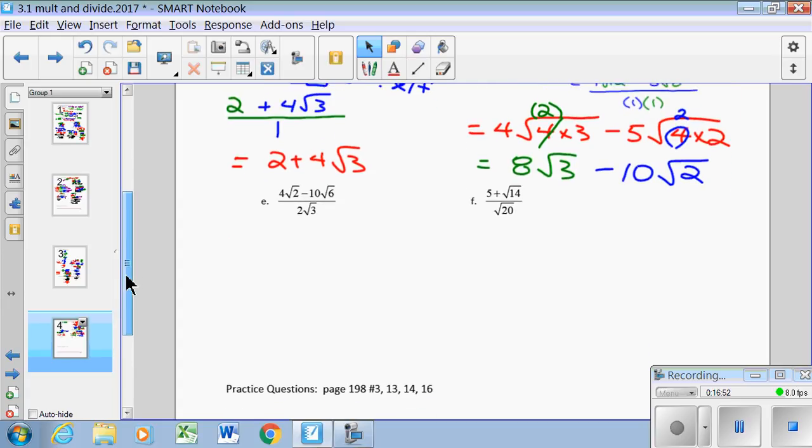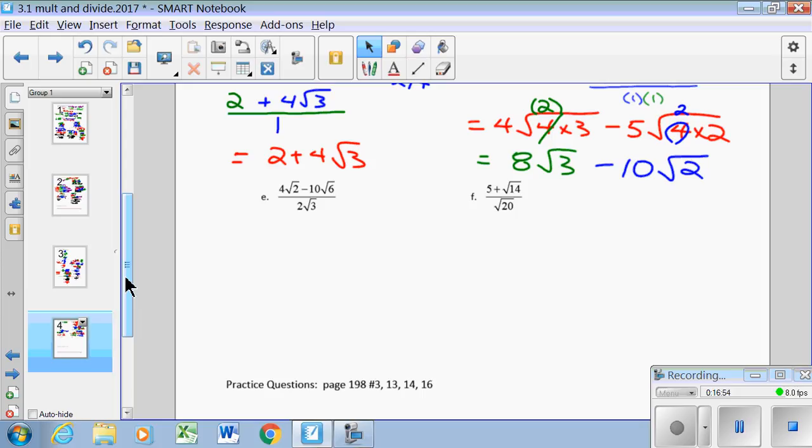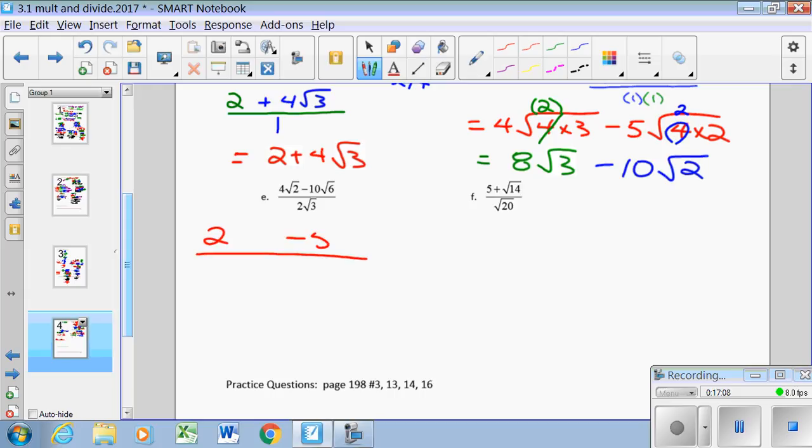Perfect. So how is this different from E? E this time, numbers divided by numbers is good, but radicals divided by radicals doesn't work. So let's try it first of all. Numbers divided by numbers: 4 divided by 2 is 2. 10 divided by 2 is 5. 2 divided by 2 is 1. But now I have root 2, root 6, and root 3. Root 2 does not divide by root 3. Root 6 does, but root 2 doesn't, so I can't just cancel out one of the terms.